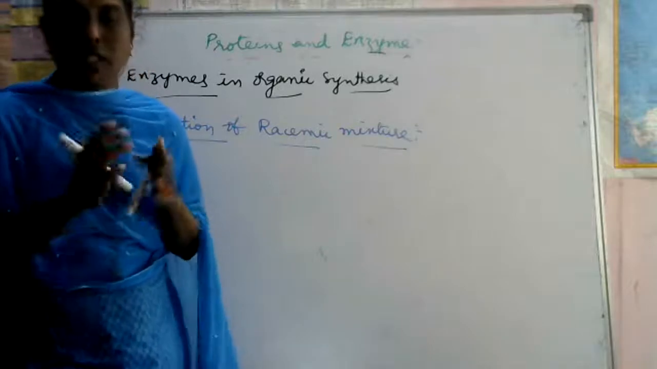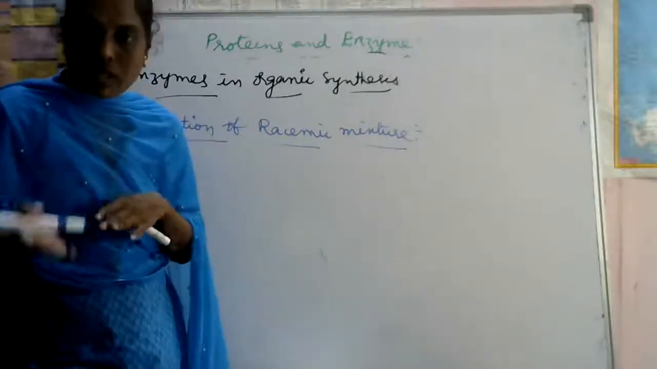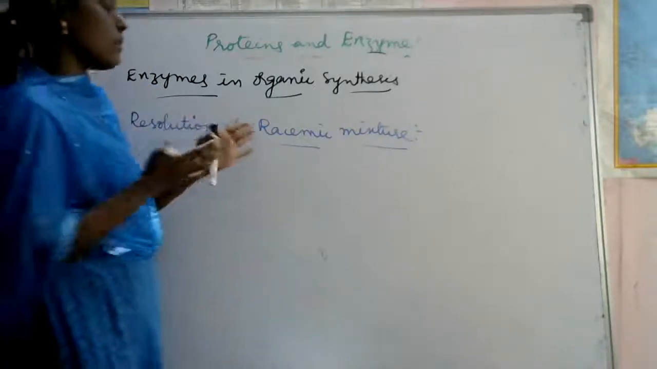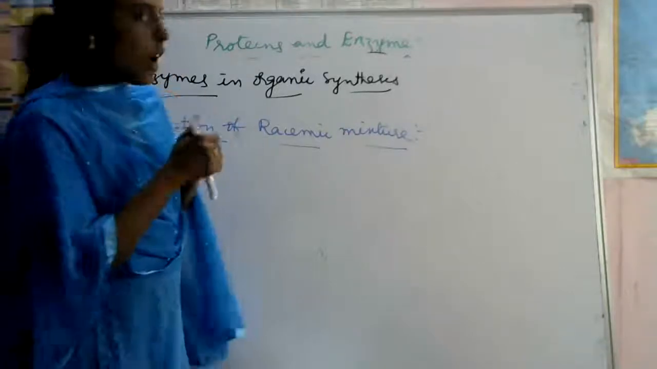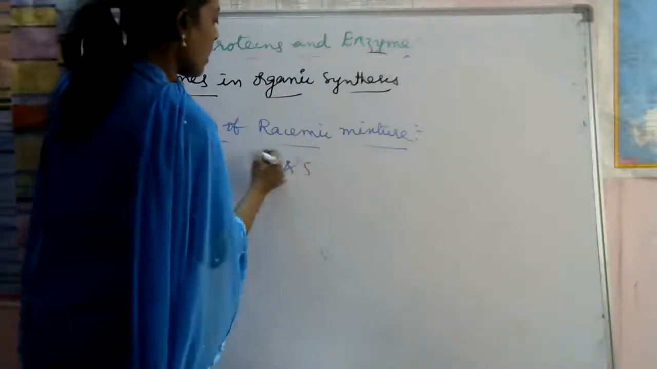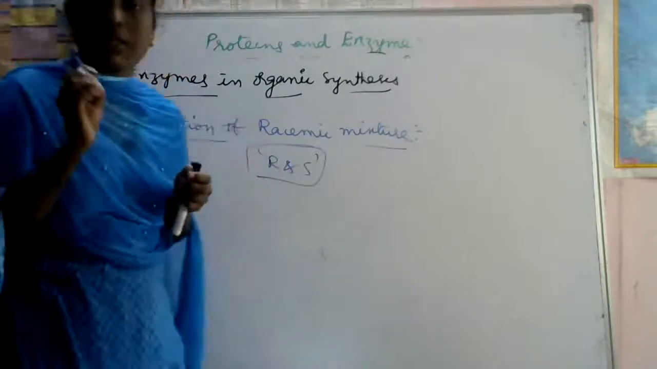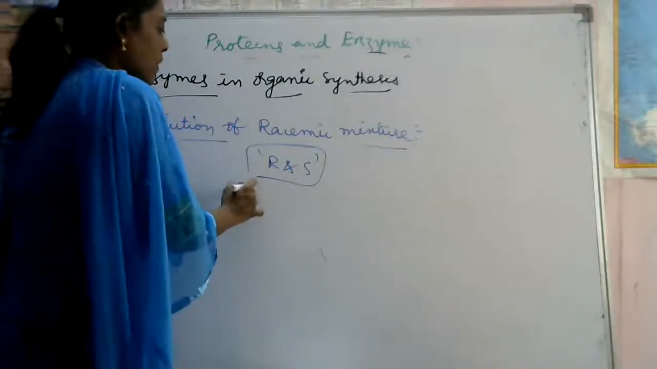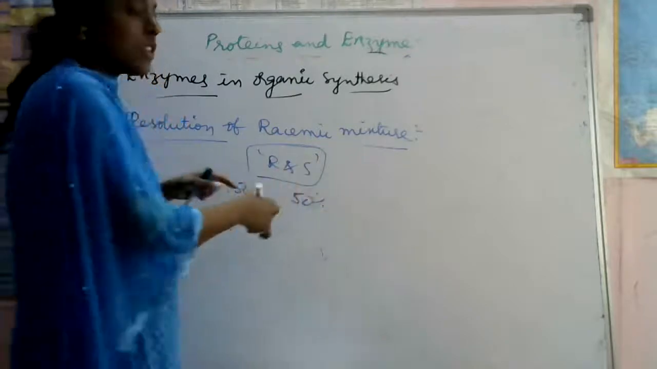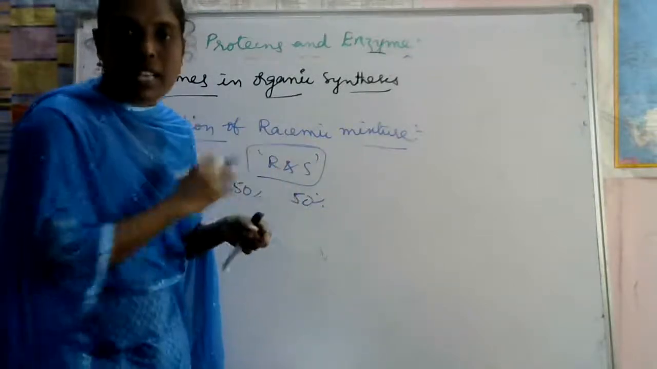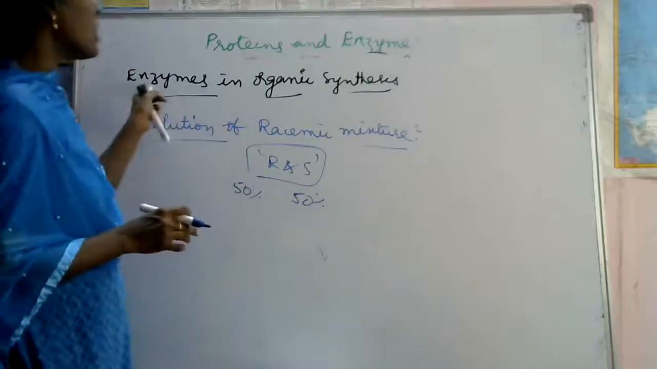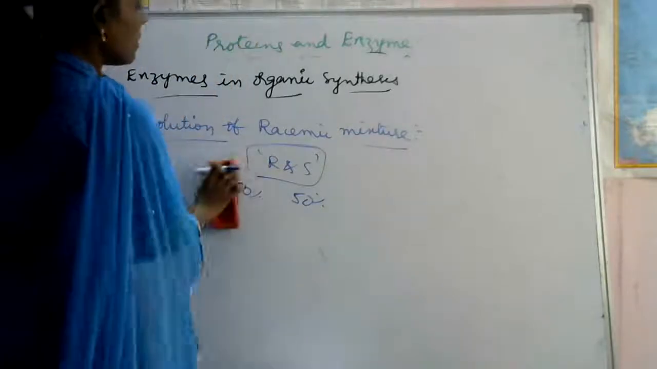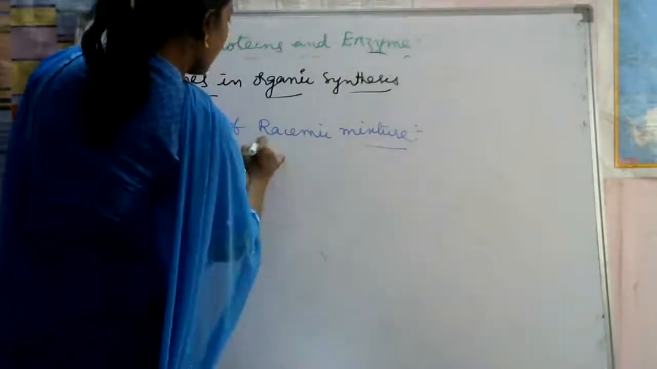If you take a racemic mixture, it means 50% of each product will be found, and it is very difficult to separate the mixture. If you take R and S, these isomers have the same properties. Only the difference is the rotation of plane polarized light. If it has 50% of R and 50% of S, it is very difficult to separate the R and S isomers. At that time, we have to use enzymes for the resolution of the racemic mixture. So let's see what will be happening.